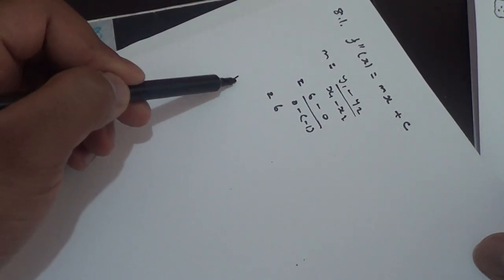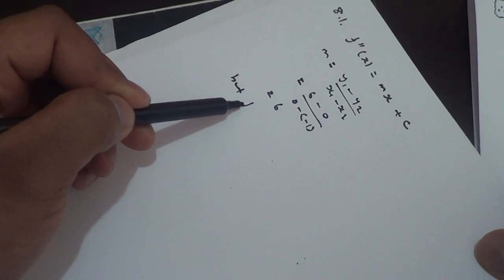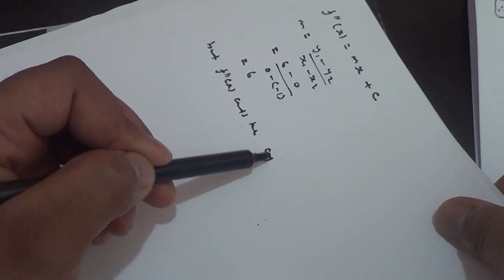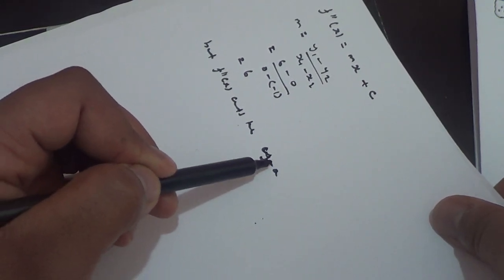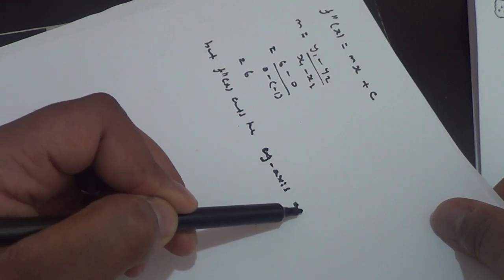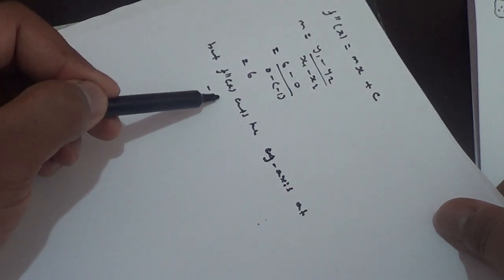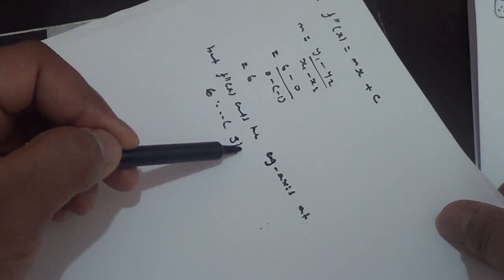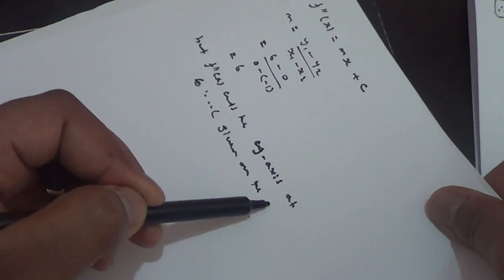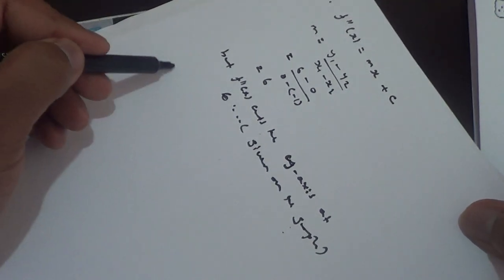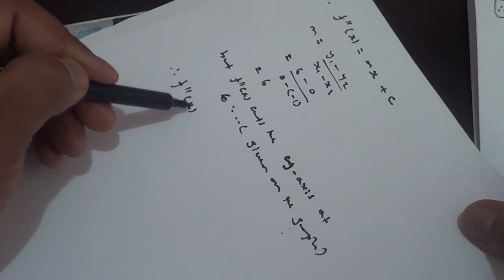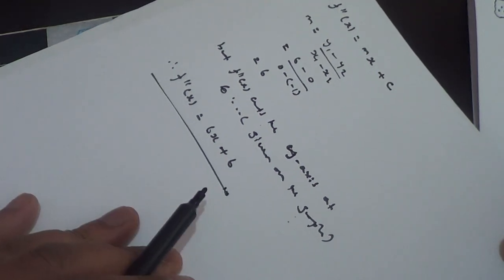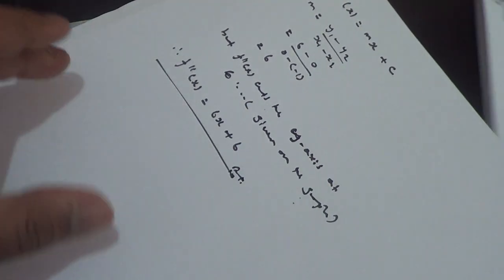We can say, but f double prime of x cuts the y-axis at 6, sorry. You can say given on the graph. So therefore we know that this function is going to be 6x plus 6. We are sorted here.